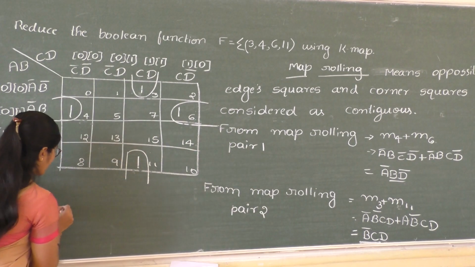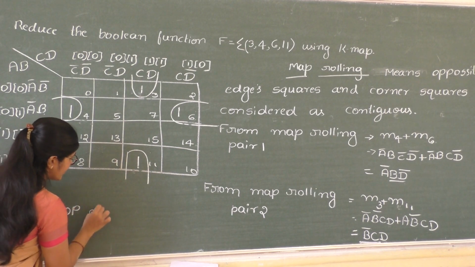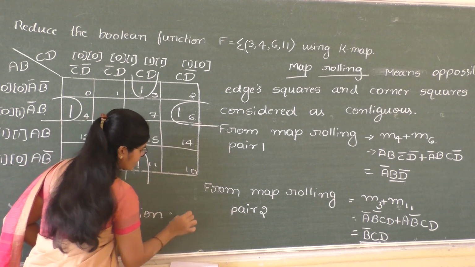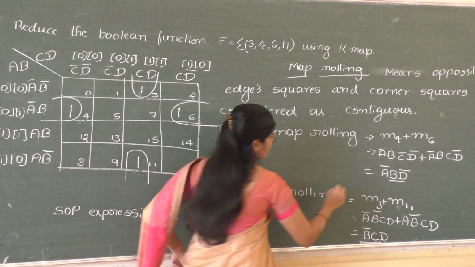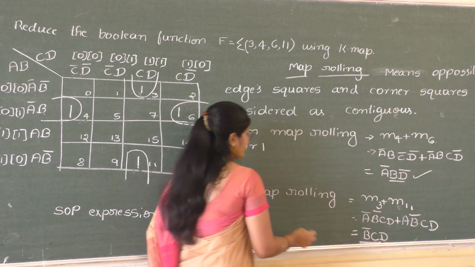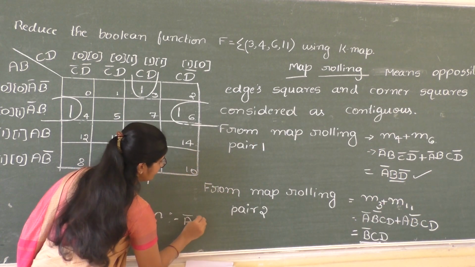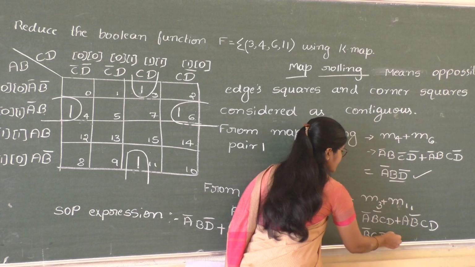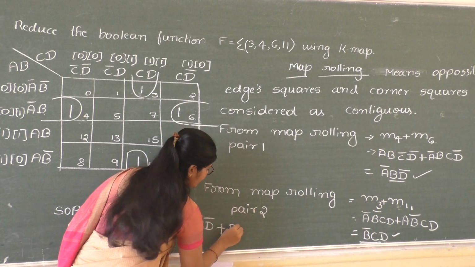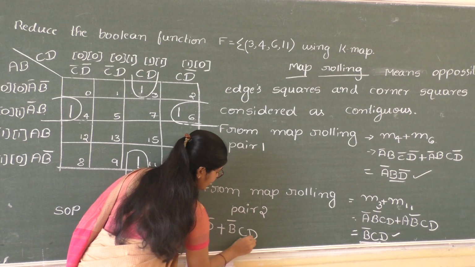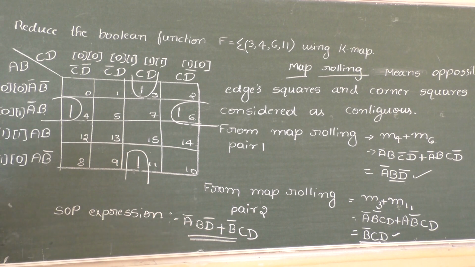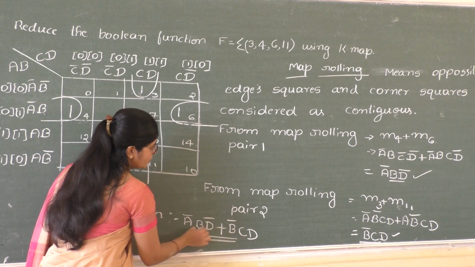Now, the final reduced SOP expression is the min term of the first pair, that is A bar B D bar plus B bar C D. So, this is the final reduced SOP expression. SOP means sum of products. Here you can see sum of two products.